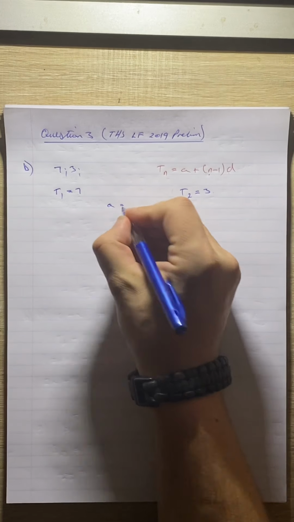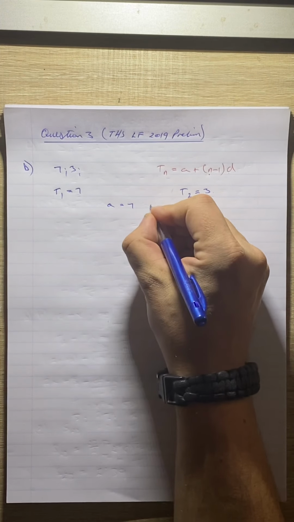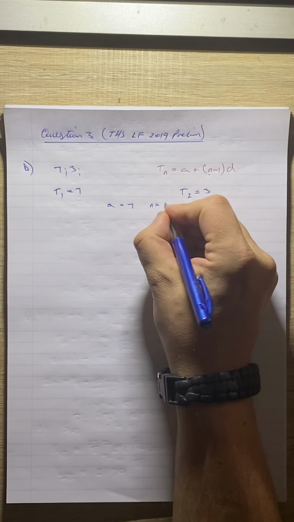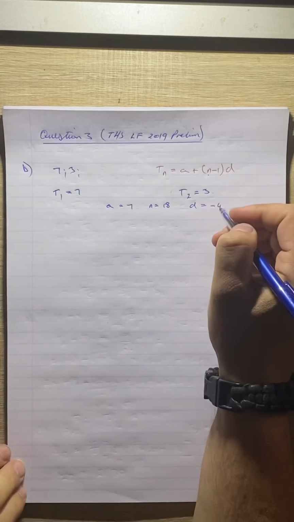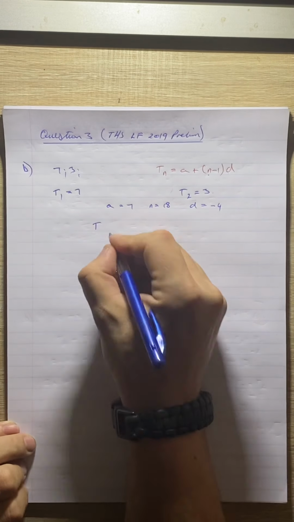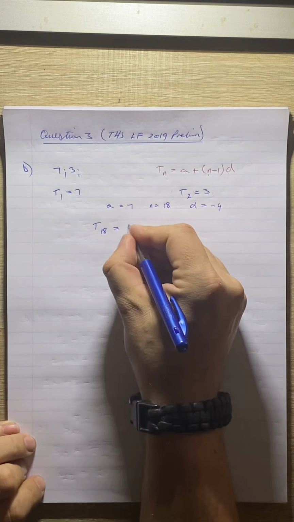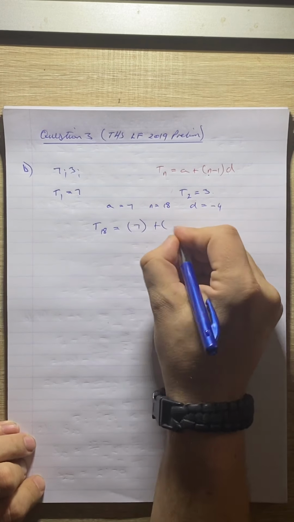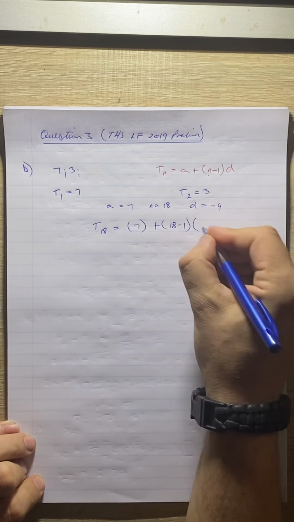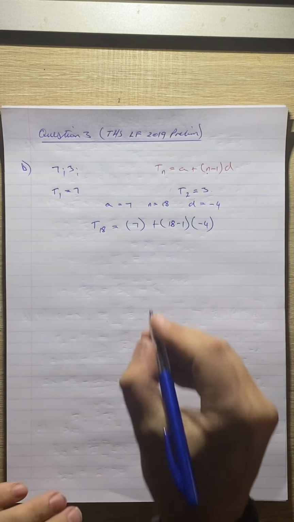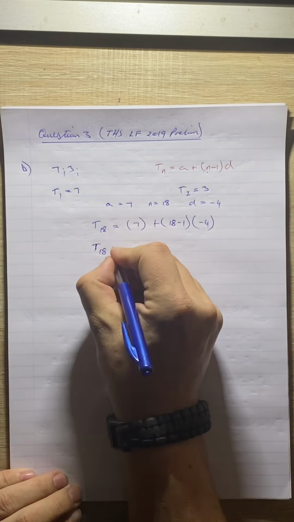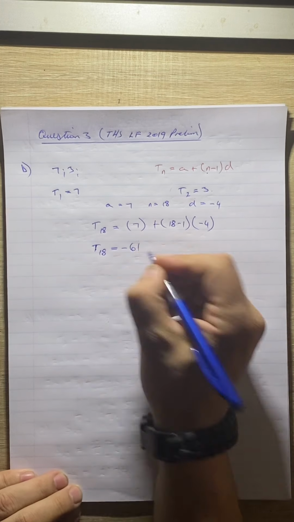So we know that A is equal to 7, N is equal to 18, and D we know is minus 4. So I can just substitute it into our formula here. T18 is equal to 7 plus (18 minus 1) times D. You can just plug that into the calculator and we get T18 is equal to minus 61. All right.